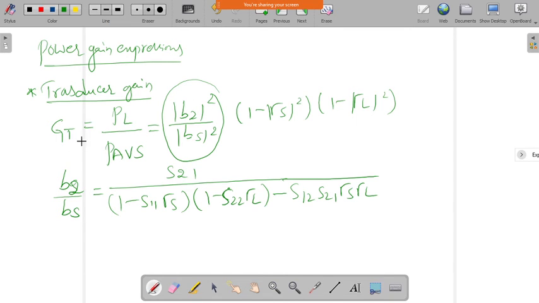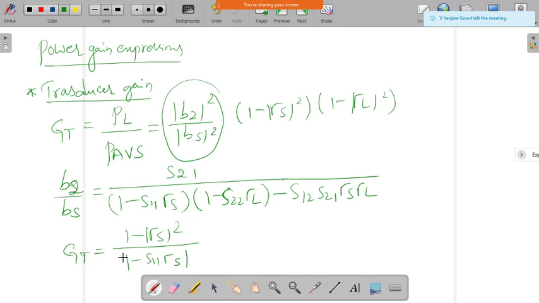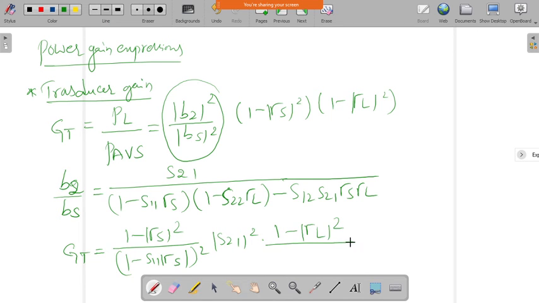Now if I substitute here, we get the expression for GT. After simplification, we can write GT as 1 minus gamma S square divided by 1 minus S11 gamma S whole square, into S21 square, into 1 minus gamma L square divided by 1 minus S22 gamma L whole square. This is what you get for the transducer gain.